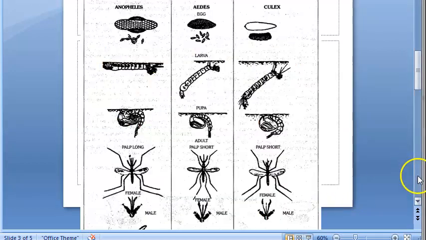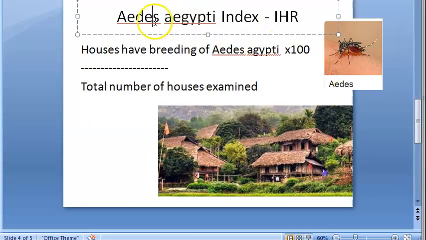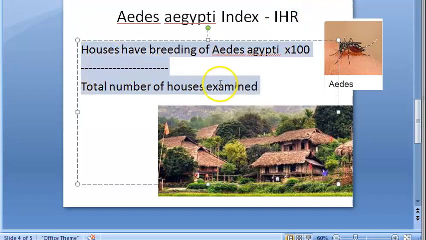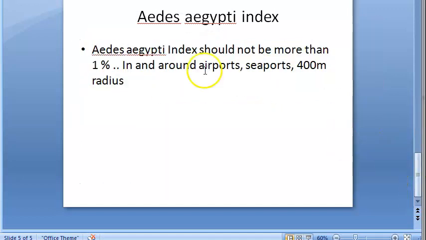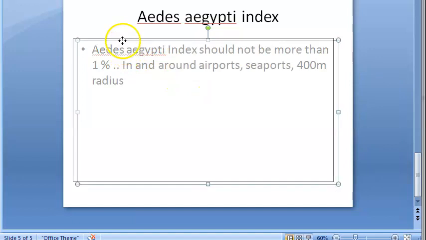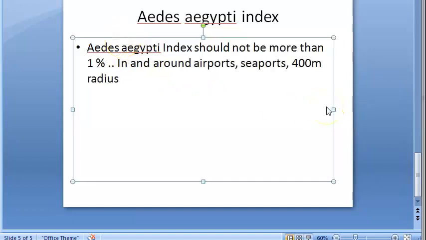Then we saw what the Aedes aegypti index is, given by the WHO under the International Health Regulations. You define this Aedes aegypti index as the houses that have breeding of Aedes aegypti mosquito divided by the total number of houses examined, multiplied by 100, in that specific area. This should not be more than 1 in and around airport and seaport, in the surrounding radius.